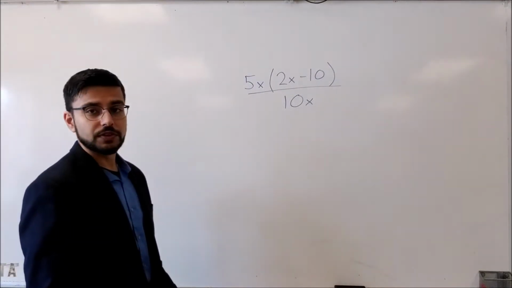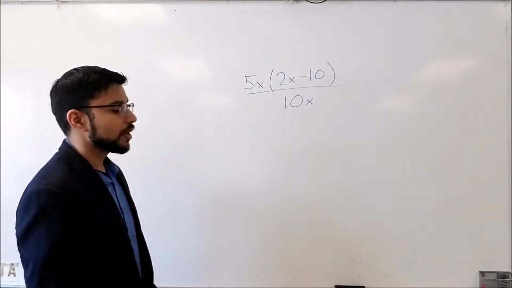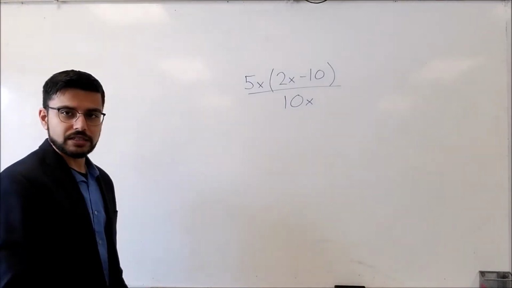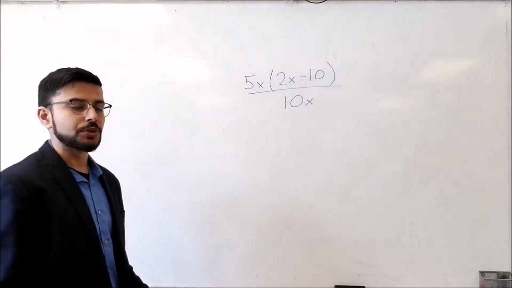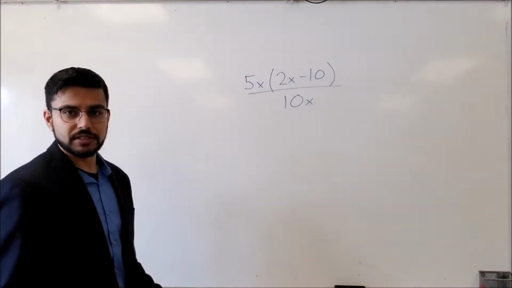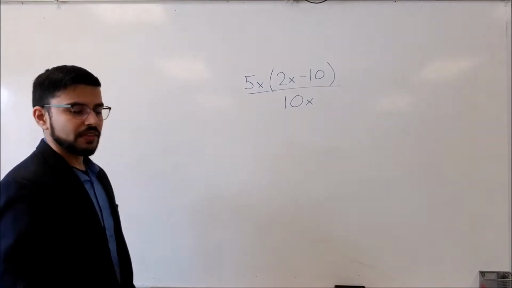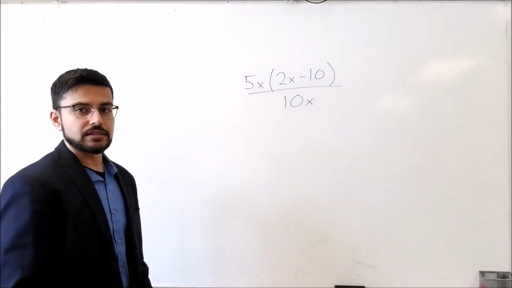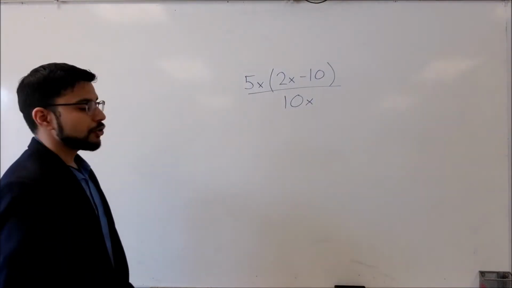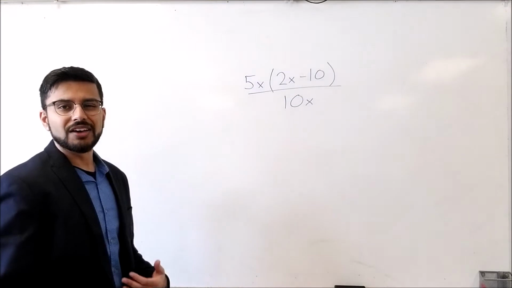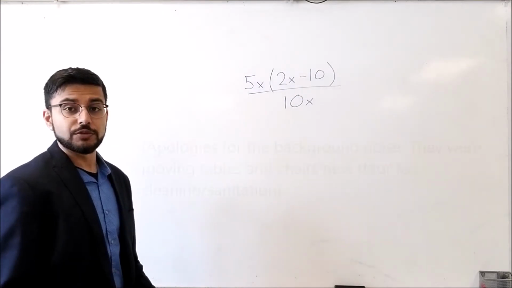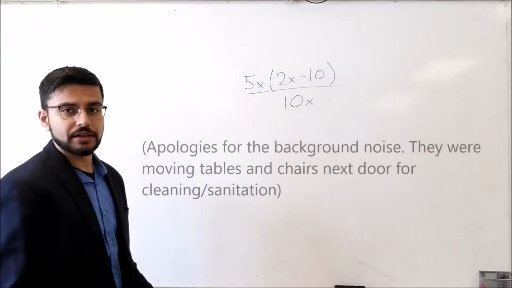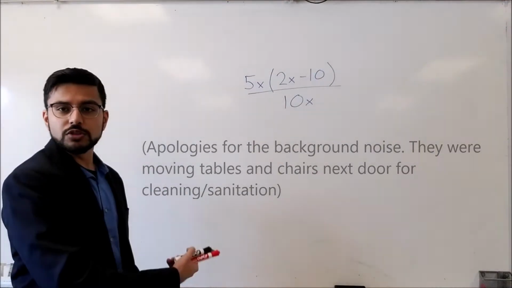So the problem itself is 5x going into 2x minus 10. So 2x minus 10 is a polynomial, and that's separated in a set of brackets. All of that is divided by 10x. Now you can do this in whichever order you want. I feel more comfortable multiplying first. If you feel more comfortable dividing first, you can do that. If you don't mind though, we'll do this multiplying first.